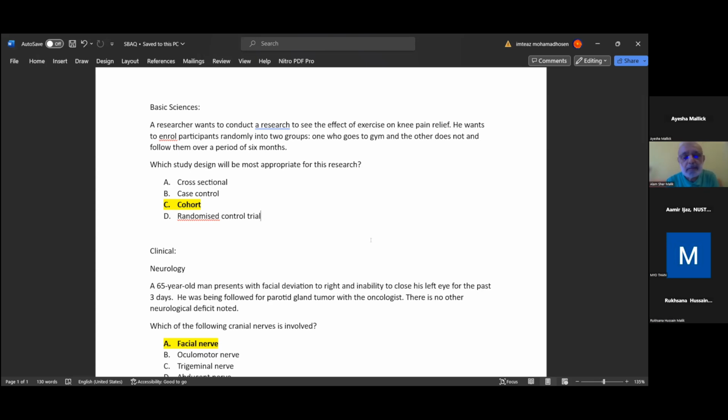Isn't it, sorry, isn't it a one correct answer question? Actually, when we teach these, the case control is a different type of study. The cohort is a different type of study. Isn't it one correct? All these are types of studies which can be done for this scenario.